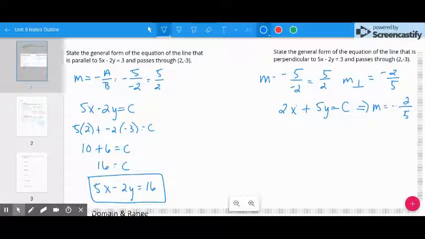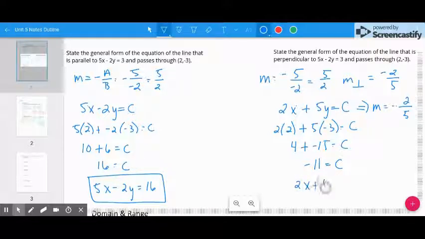And then in this case, we can do the same steps that we did on the last one. We'll take 2 times 2, so our x value of our ordered pair, and 5 times -3. And again, just simplify in this case to solve for C. So 4 plus -15, and in that case, we're going to get -11. So a line that is perpendicular to 5x minus 2y equals 3 would be 2x plus 5y equals -11.